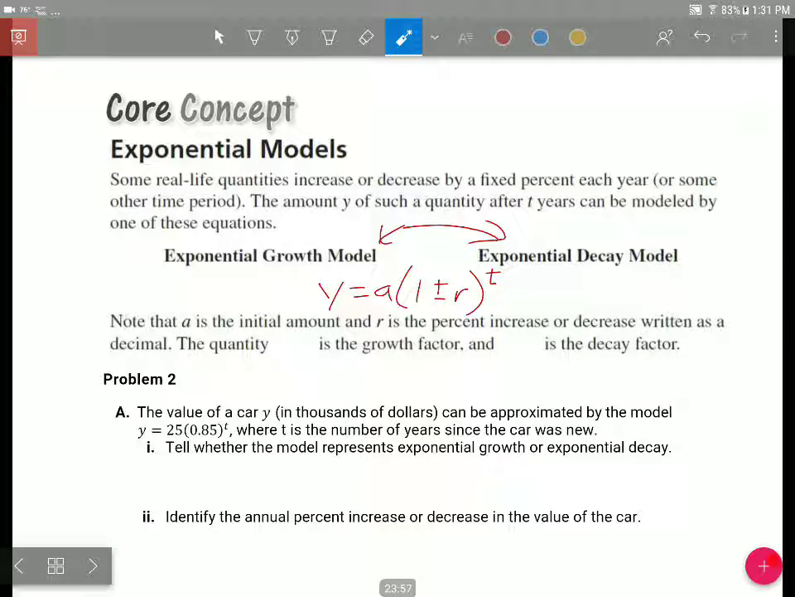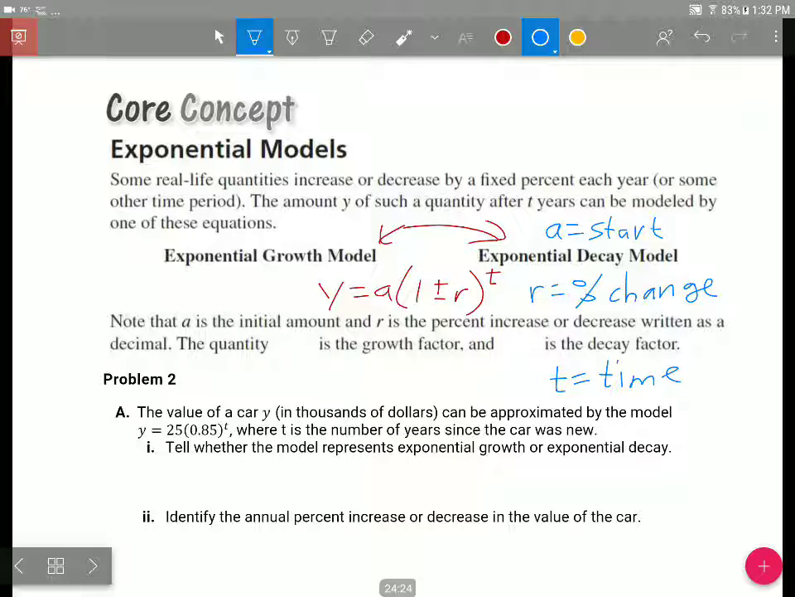And so A is still your start. R is your percent change. And T is time. Now your percent change is written as a decimal when you use it in the formula, and as a percentage when we talk about it. But those are what those variables stand for.